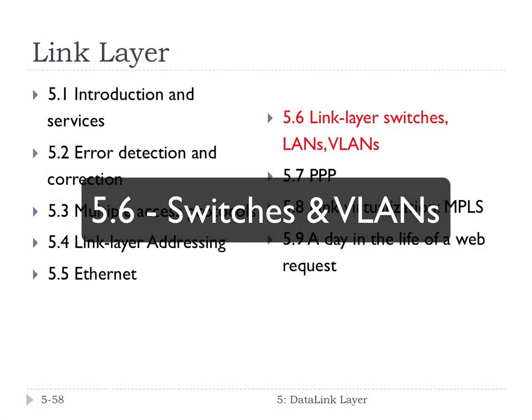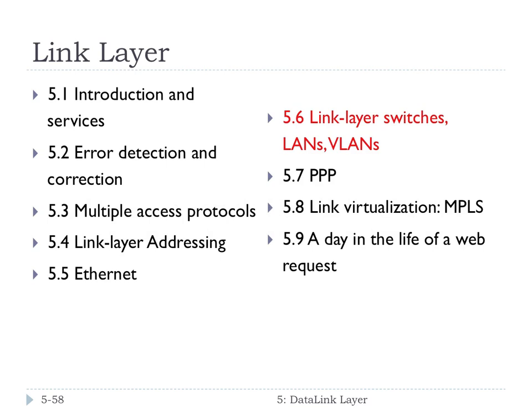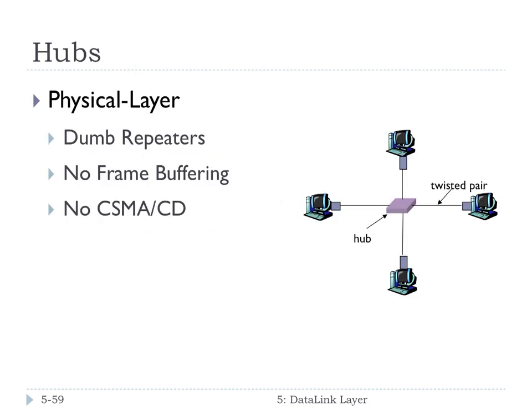Today we're going to be looking at section 5.6 and talking about link layer switches and virtual LANs. Okay, as we build up to this, we're going to talk about ways that you can interconnect link layer devices. The most simple of which is called a hub, and these are really hardly ever used anymore because they're so dumb and bad in terms of performance.